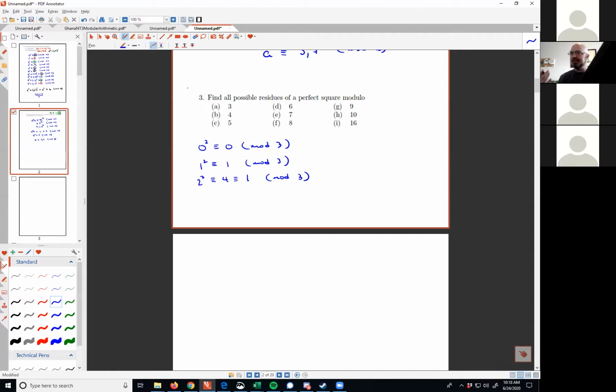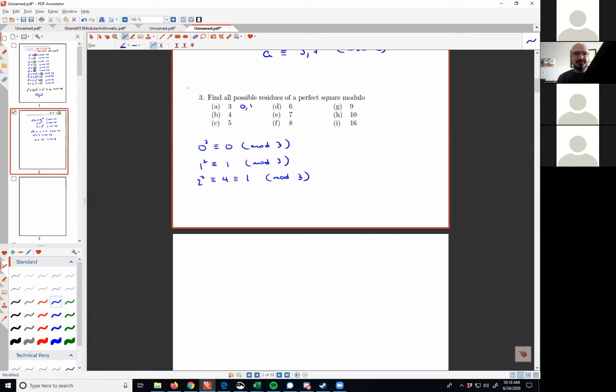These are the only cases. Every integer is 0, 1, or 2 modulo 3. And we square those and we end up with 0 and 1 as possibilities. So if you ever see a number that is 2 more than a multiple of 3, you know absolutely for certain that number is not a perfect square. 11, 14, 17, 20, 23. That sequence, all those integers are not perfect squares.